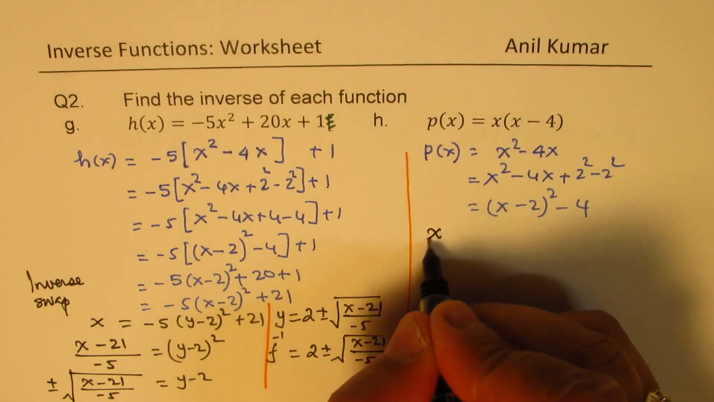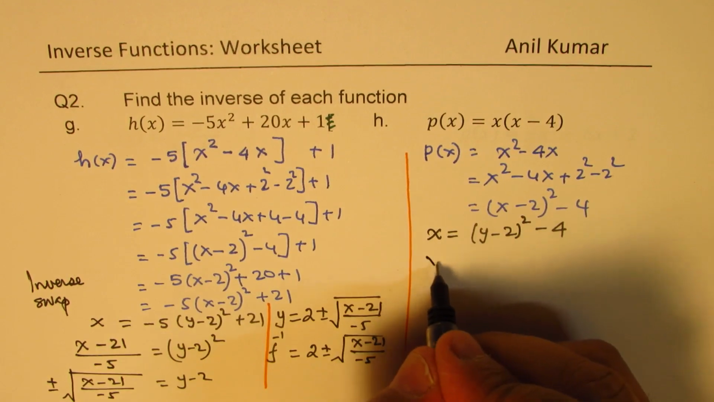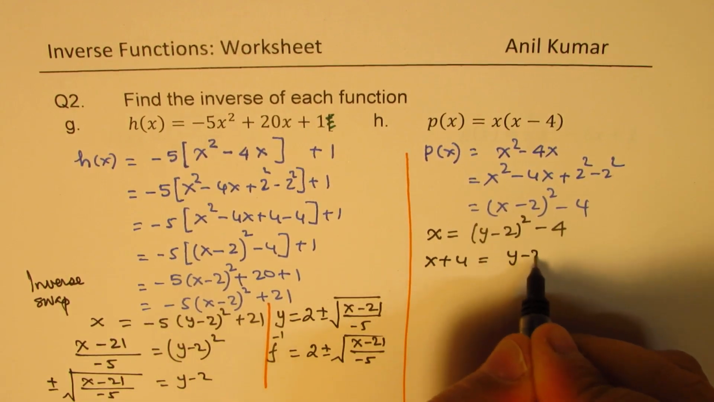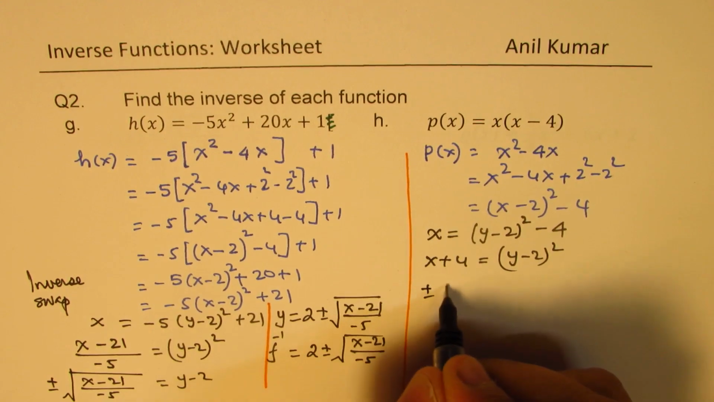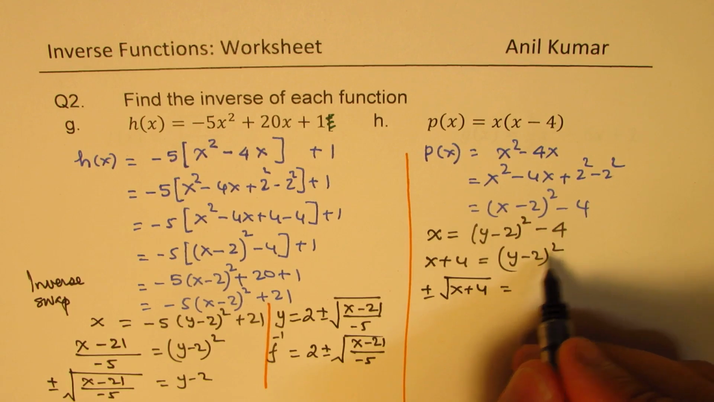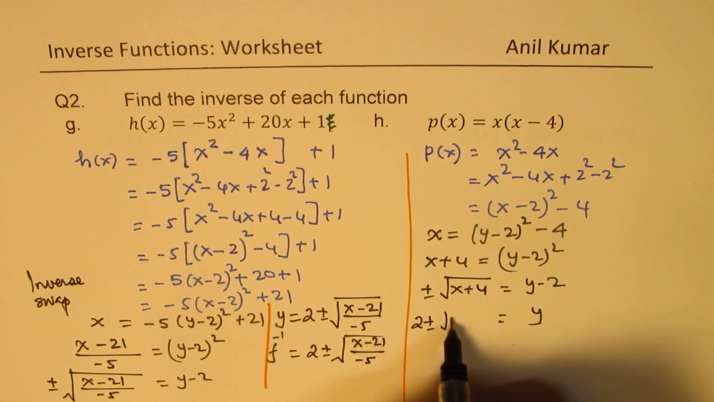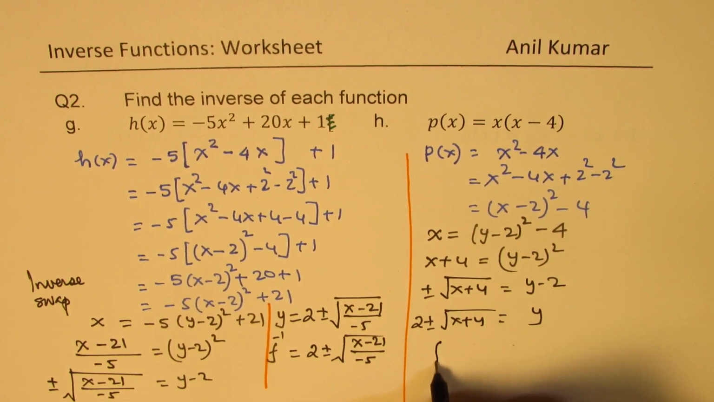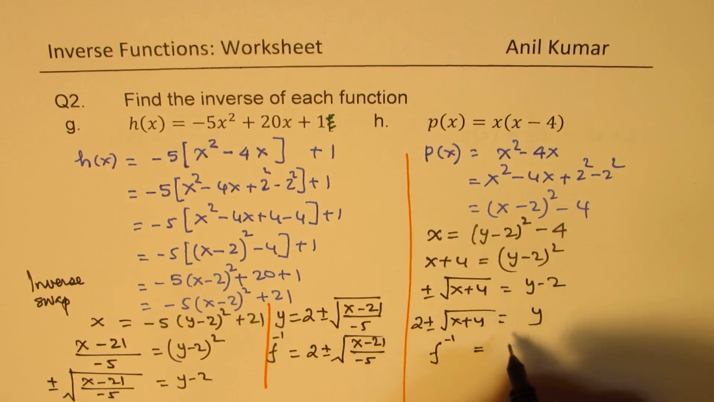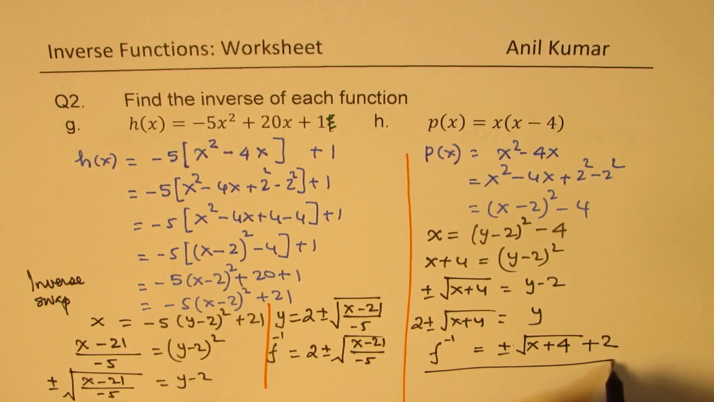So we can write this as x equals y minus 2 whole squared minus 4. Bringing 4 this side, we get y minus 2 whole squared, and the square root will give you plus and minus, correct? So y minus 2, and the value of y will be 2 plus minus square root of x plus 4. The inverse of this function is not a function, which will be plus minus square root of x plus 4, plus 2. Is that clear to you?